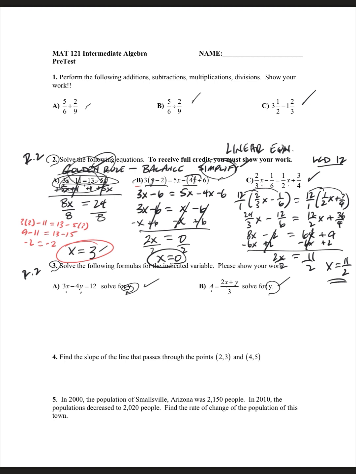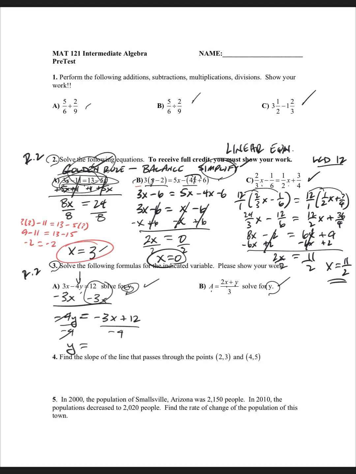For this problem, I notice that my y variable is being subtracted, 4y. So to start, I'm going to subtract 3x from both sides. I'm going to get a new equation. On one side, I'm going to have negative 4y equals, now be careful here, these terms are not like, so we essentially have negative 3x plus 12. Then to get y by itself, I'm going to divide both sides by negative 4. The negative 4y divided by negative 4 gives us y. So we've got y by itself.